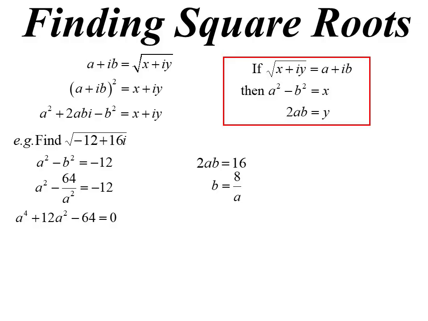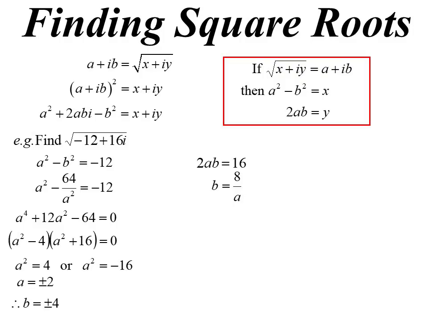But the beauty of this is any quartic we create here will actually be a quadratic. a to the power of 4 plus 12a squared minus 64. So what multiplies together to give negative 64, adds together to give 12. We've got 16 and negative 4. So either a squared is 4 or a squared is negative 16. a squared is 4, we get plus or minus 2. Substituting back in for b, I'll end up with plus or minus 4.